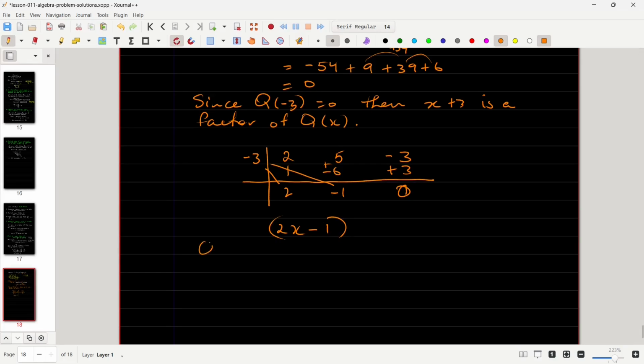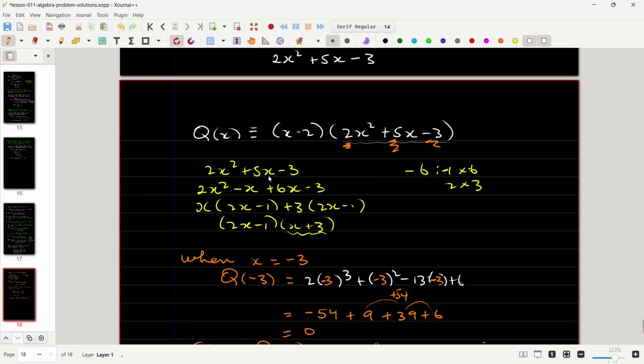So we can say that q of x, and I can just write this as the final answer here. Right? So I can just say, therefore, q of x is equal to, well, we have 2x minus 1, we have x plus 3, and we have x minus 2. Right? So those are all the factors.